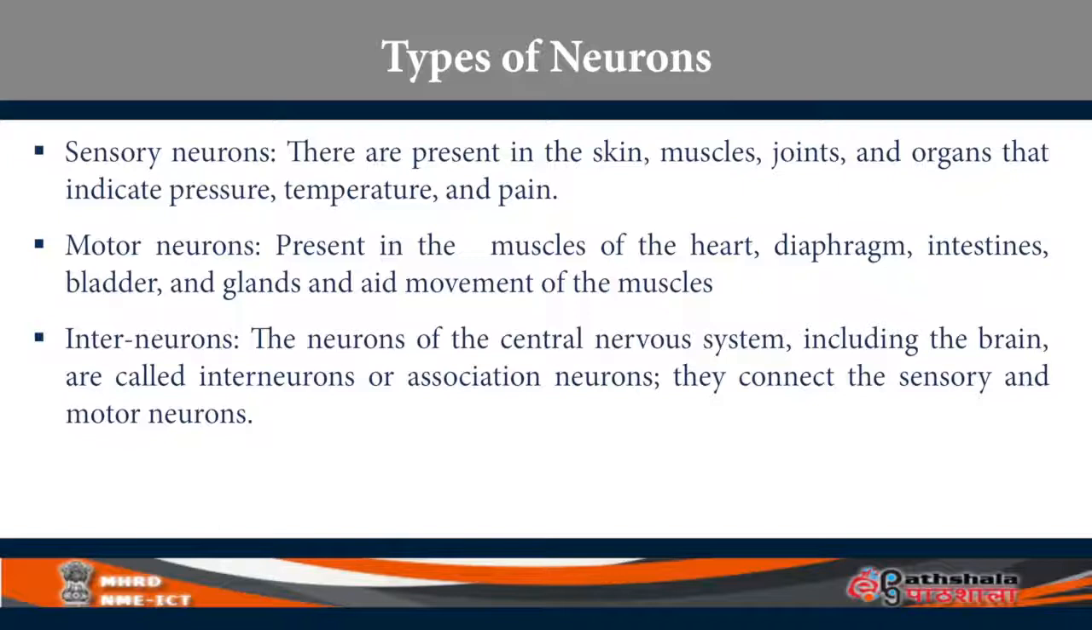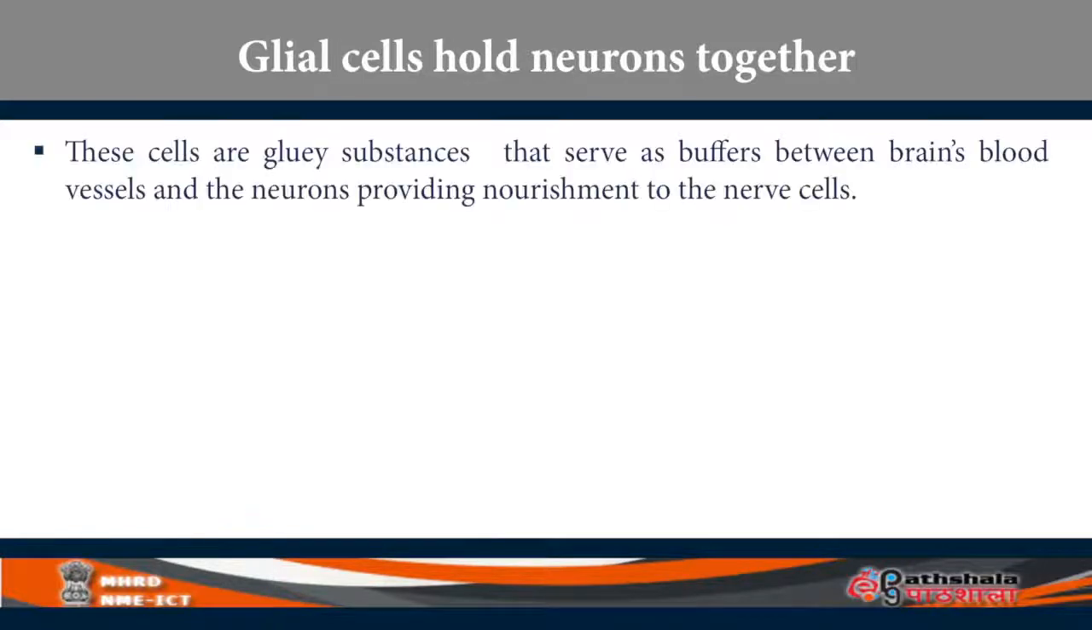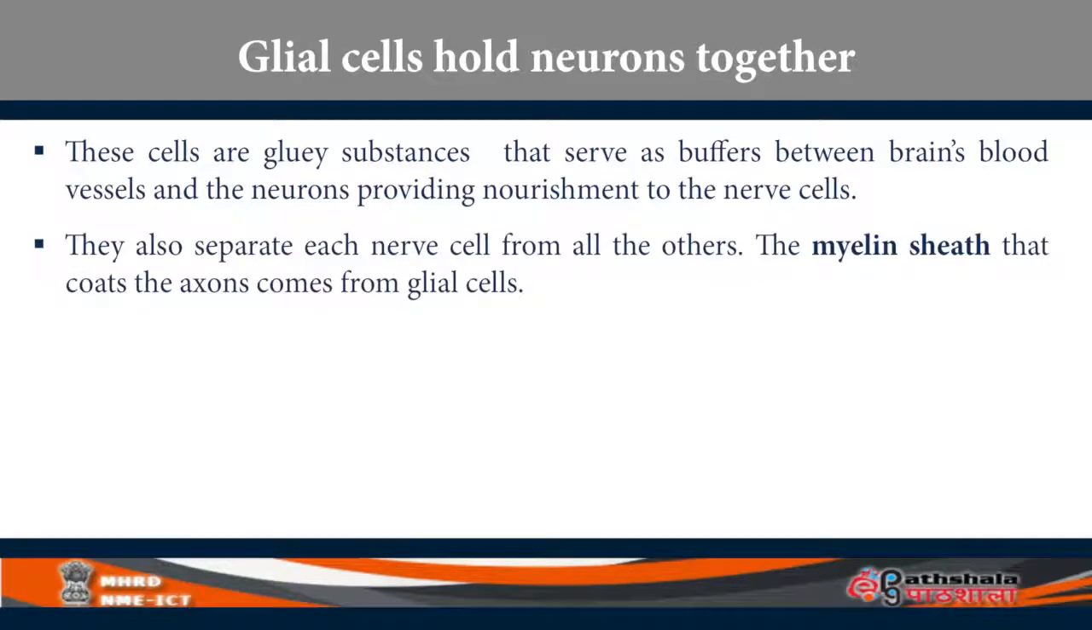Okay, central nervous system, many parts of central nervous system, especially brain. Now neurons themselves are held together by what are known as glial cells, like gluey substance. Glial cells are like gluey substances which hold the neurons together. They serve as buffers between brain's blood vessels and neurons, providing nourishment to the nerve cells. They also separate each nerve cell from the other cell.